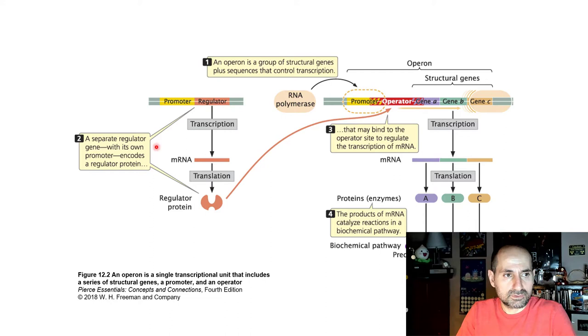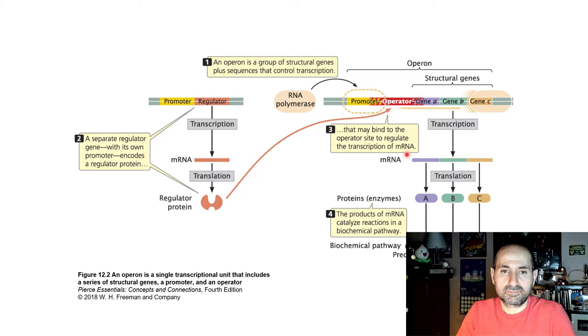Number two, a separate regulator gene. Remember, this is a different gene, a regulator gene, with its own promoter, that encodes a regulator protein. So here's your regulator gene, transcribed and translated into a regulator protein, like a repressor or an activator. Does that make sense? This could be a repressor if it's going to stop transcription or gene expression. This could be an activator if it's going to promote gene expression. And this regulator protein goes where? It may bind to the operator site to regulate the transcription of mRNA.